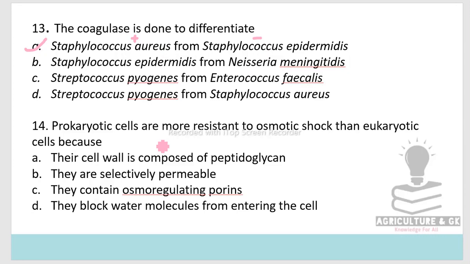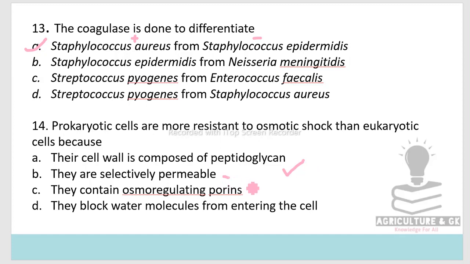Now moving next, prokaryotic cells are more resistant to osmotic shock than eukaryotic cells because their cell wall is composed of peptidoglycan, they are selectively permeable, they contain osmoregulating porins, they block water molecules from entering the cell. So we have already discussed it in a previous question. The prokaryotic cell wall is composed of lipids and peptidoglycan. This is why they are more resistant to osmotic shock than eukaryotic cells.